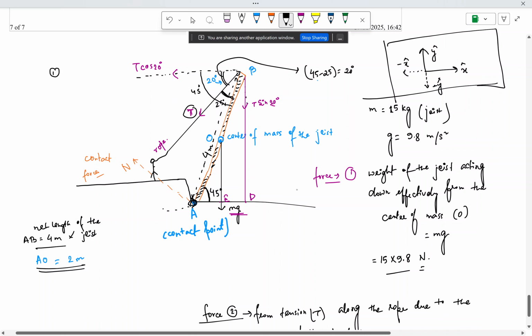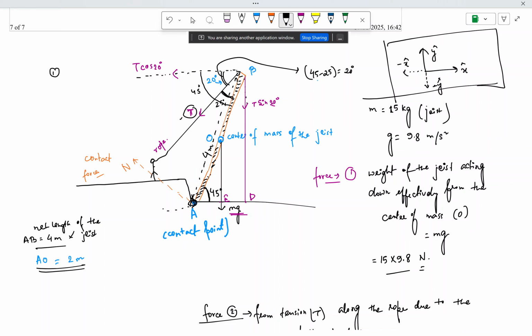And these are the forces that will be relevant here. One is this tension T along the rope, which is there because the man is pulling down the rope. We can divide this tension into two components along the horizontal and vertical directions for our convenience, because we like to divide component-wise and then solve the net force balance conditions. So we have divided it into cos theta and sin theta components, with theta being this angle, 20 degrees.